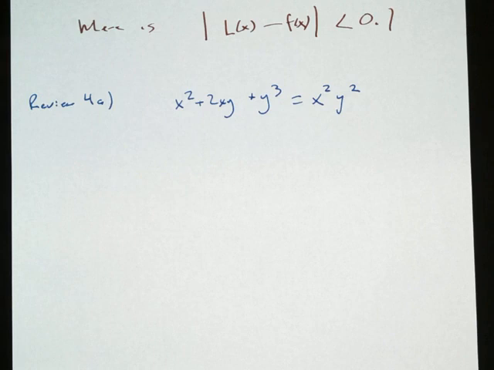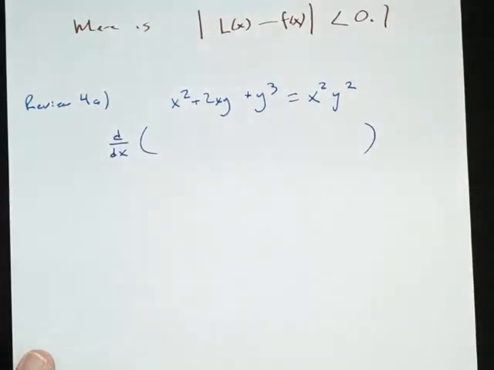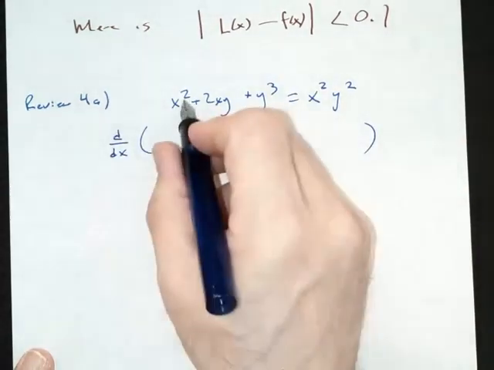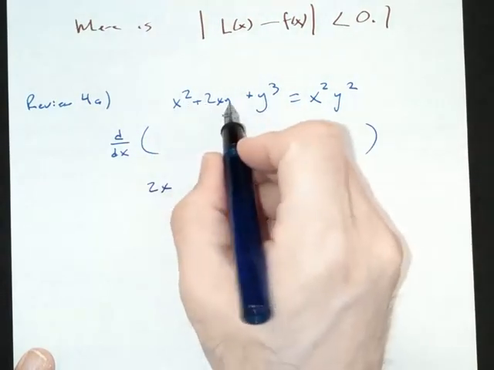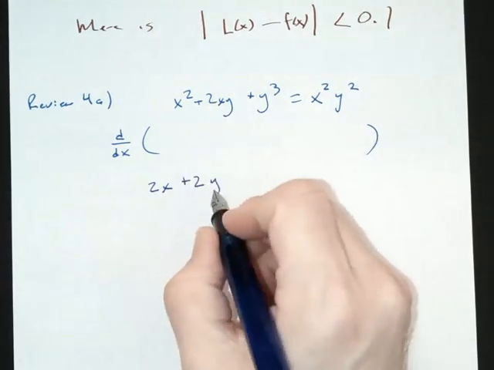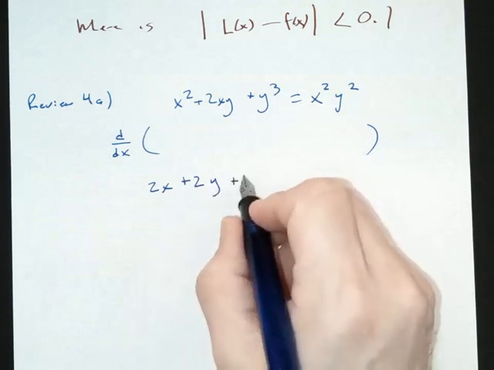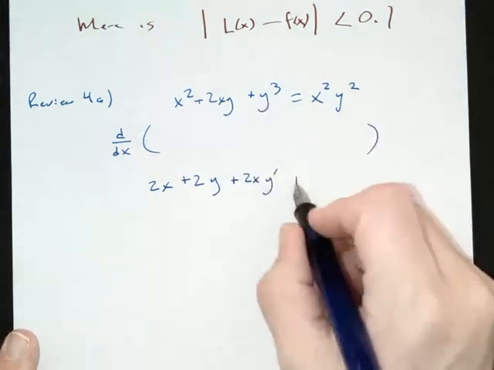Whenever I take the derivative of something that involves a y, I get a y prime. Whenever I take the derivative of something that involves both x and y, that's a product rule. So here, I take my derivative with respect to x everywhere. So the derivative of x squared is 2x. Derivative of 2xy, there's a product rule. Derivative of 2x is a 2, leave the y alone. The derivative of y is a y prime, leave the 2x alone. Derivative of y cubed.